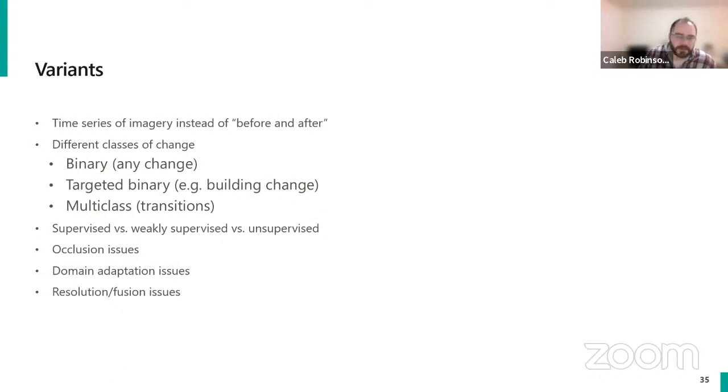And then there are other issues that add on to the problem, such as occlusion. Do you care about trying to identify changes that you might not even be able to see, such as roads going under tree canopy? Are you having to deal with domain adaptation issues where the before imagery and the after imagery look very different, or maybe you're trying to identify change in a location that's not in your training set? And then maybe the images that you're using before and after have very different resolutions or come from different sensors. How will you deal with that?